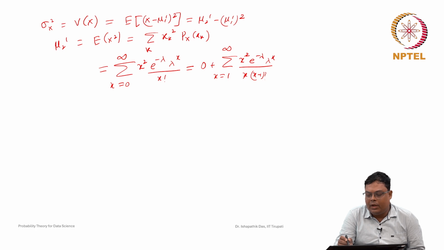Because in the denominator we cannot get another x here, we can get x minus 1.